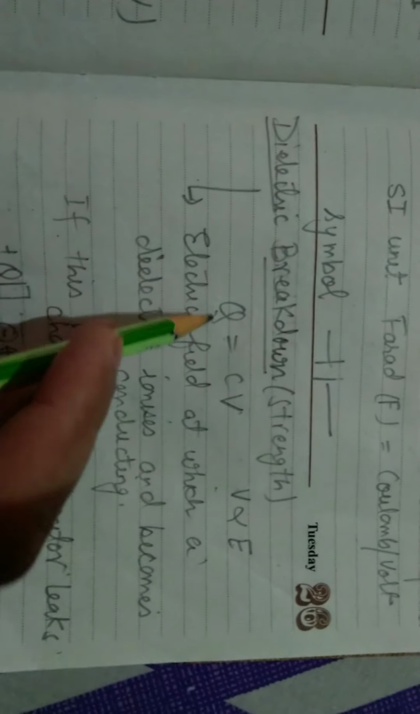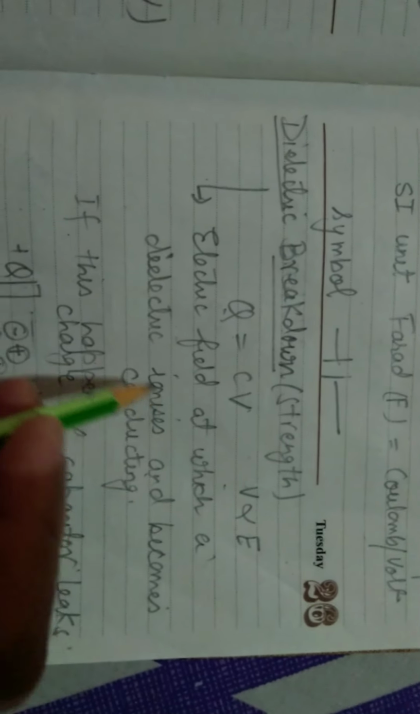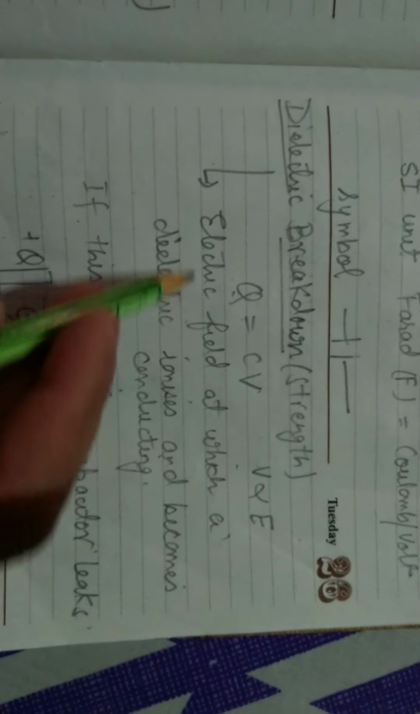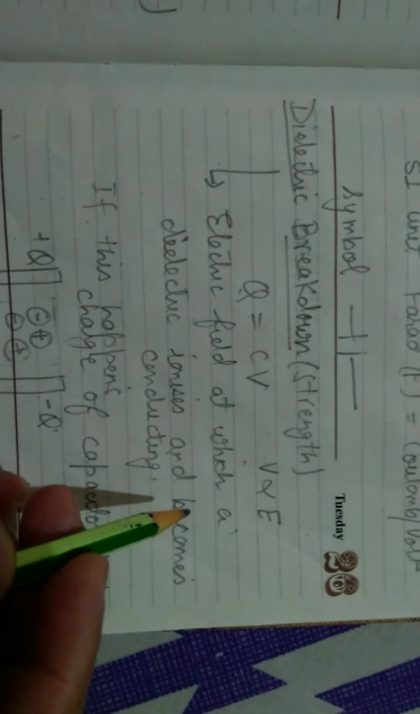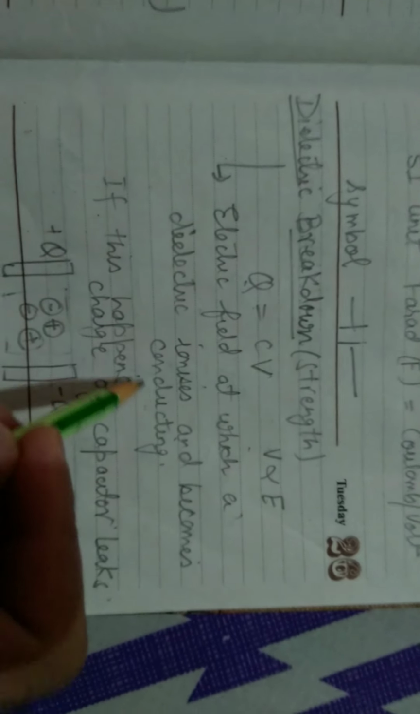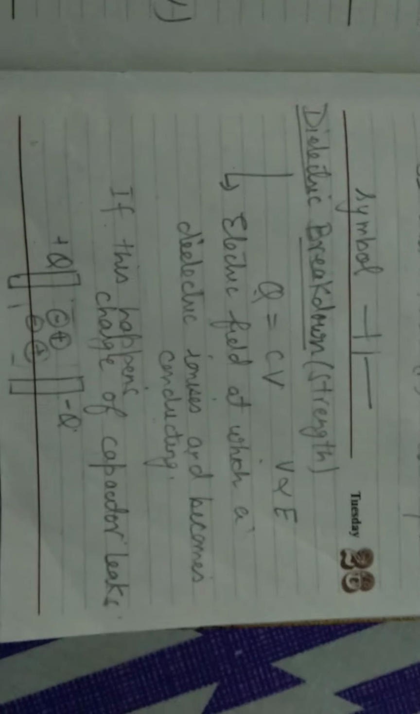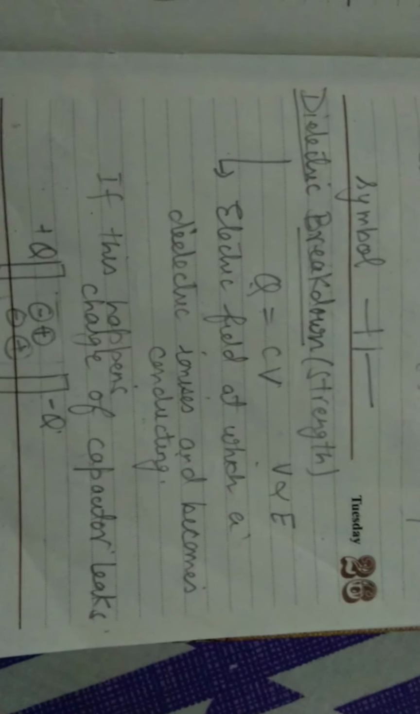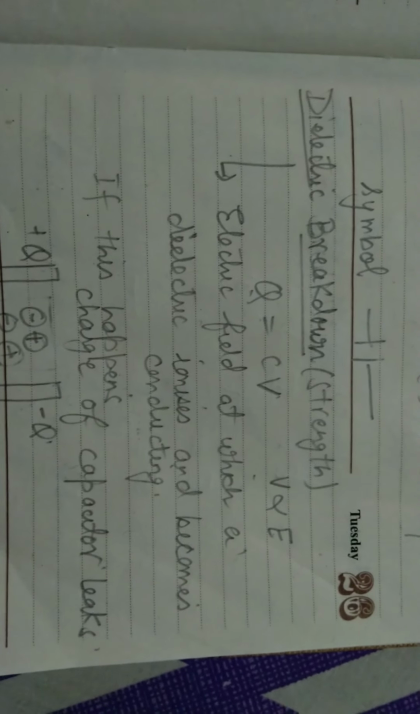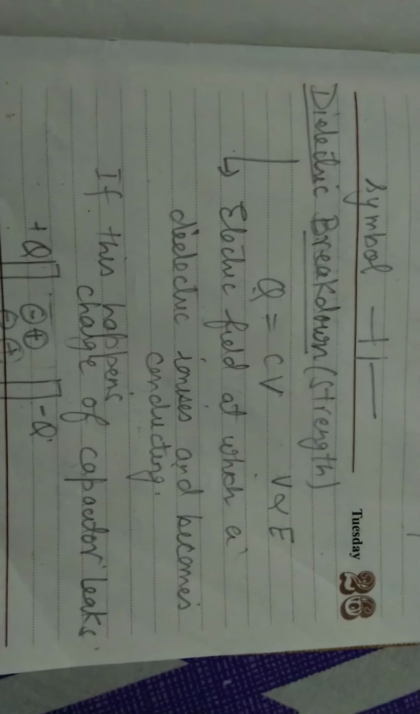At some electric field, the dielectric ionizes. We say that polarization takes place. Now the polarization can increase, and at one point the charges will permanently separate. This is called ionization, and at that point the dielectric will become conducting, because the charges will permanently separate. If this happens, the charge of the capacitor leaks. Leakage means because the insulator has become conducting, the charge will flow from positive to negative plate directly like a conductor.